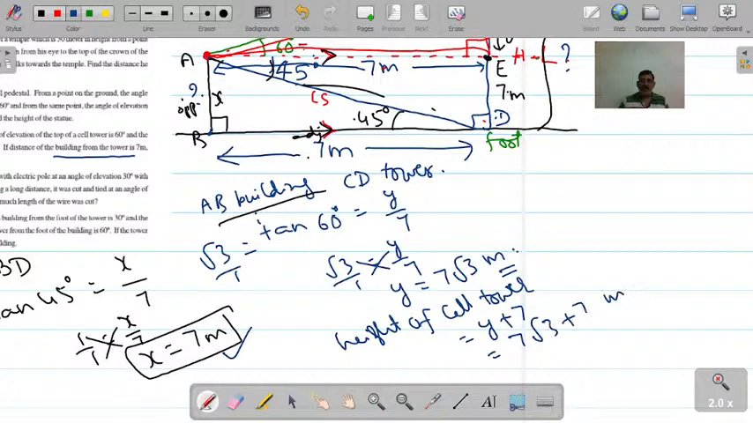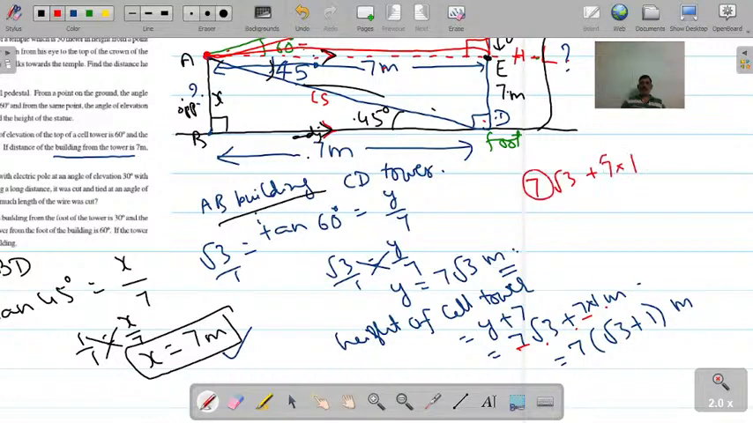Here most of the time, after reaching this, we make a mistake. In general, we add these two and say 14 root 3, which is wrong. Be careful. 7 means it is 7 into 1. You take 7 common. This is 7 times root 3 plus 1. If you take 7 common in these two, here I have root 3 plus 1. Be a little bit more cautious about this.